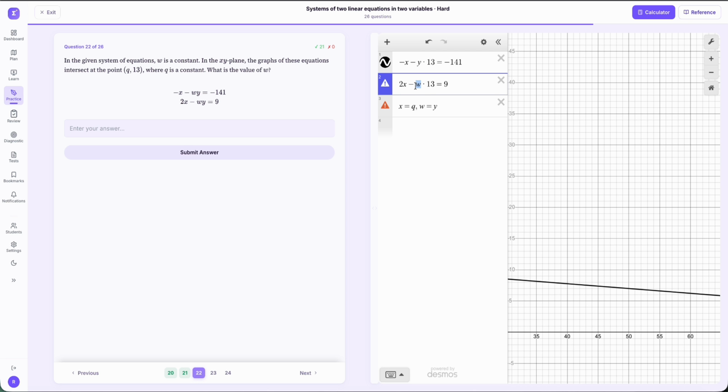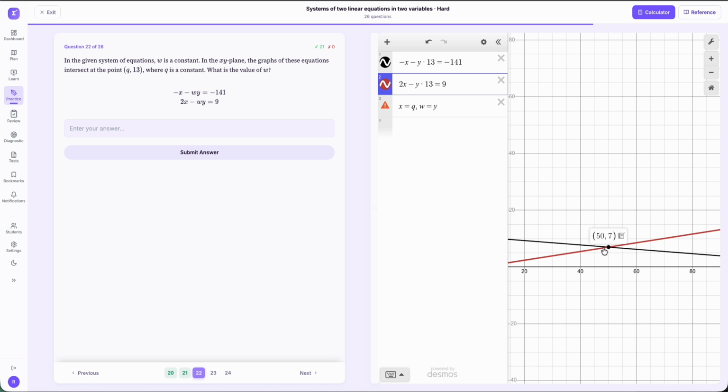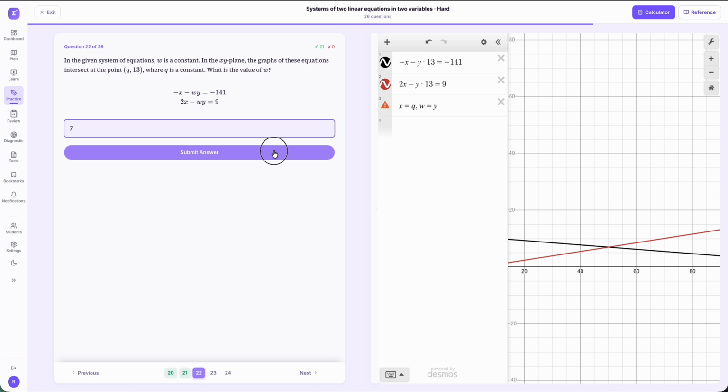And then you see Desmos has no issue with it. We can find the solution. My x is my q, right? They wanted the value of w, which is the y, so that's 7, right? So hopefully that makes sense.